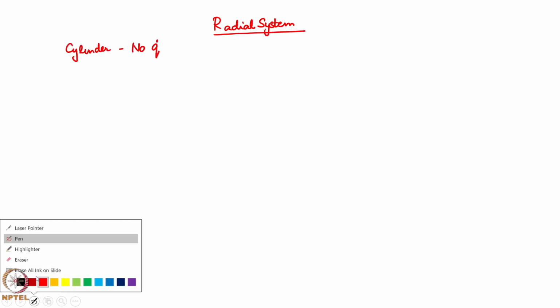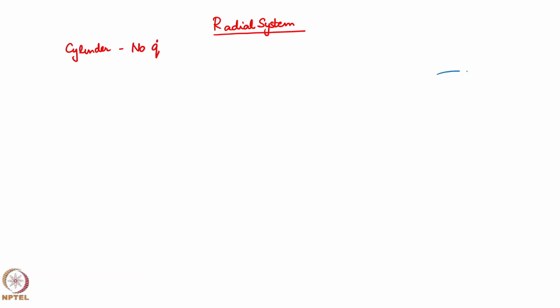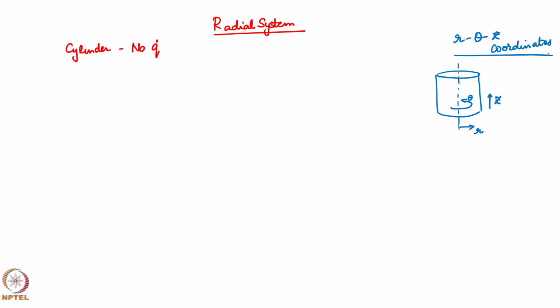If I go to a cylindrical coordinate system, it is typically this. This is your r direction, this is my theta direction and this is my z direction. So, r theta z coordinate system. This is what will be your cylindrical coordinate system.